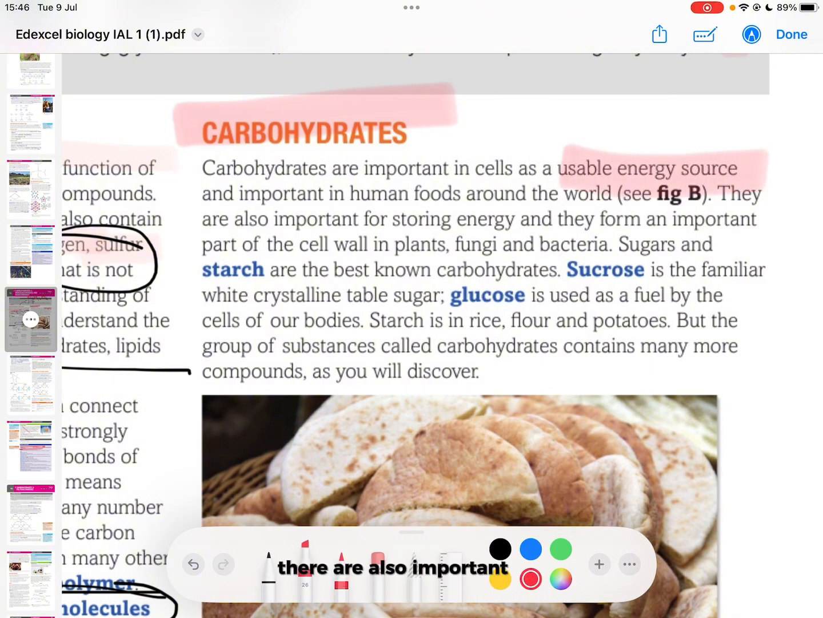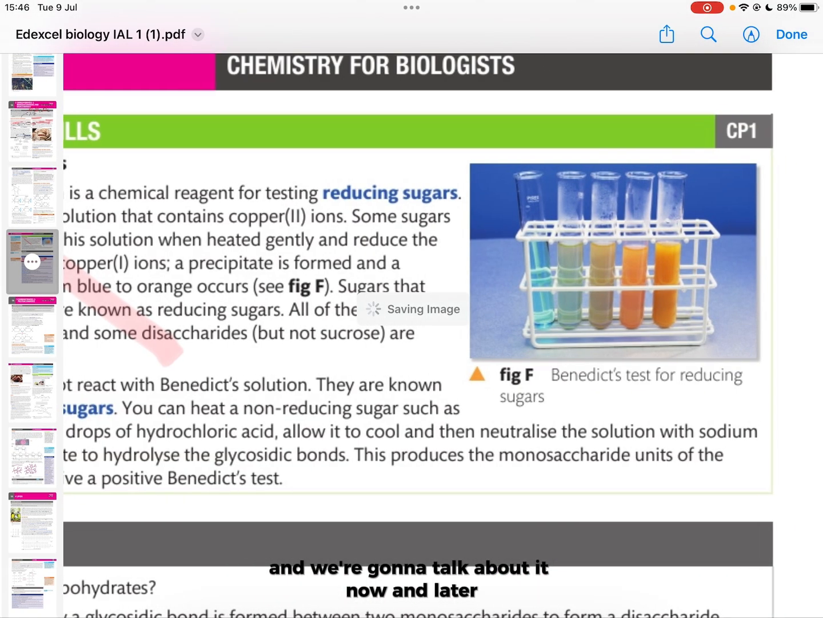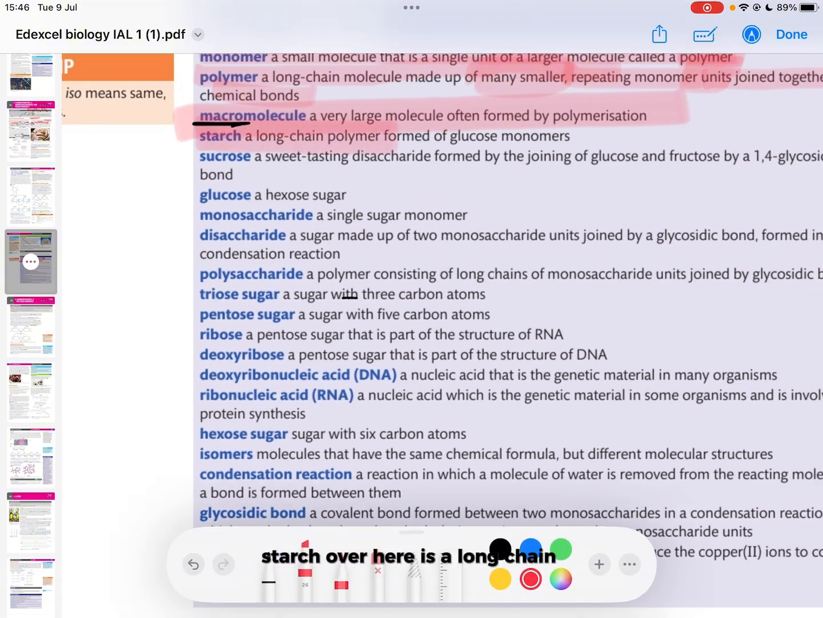They are also important for storing energy, and they form an important part of the cell wall in plants, fungi, and bacteria. Sugars, which are types of carbohydrates, and starch, which is also a type of carbohydrate. I wanted to say that starch is a polysaccharide, and we're going to talk about it now and later. Pardon me. Starch over here is a long chain polymer formed of glucose monomers.